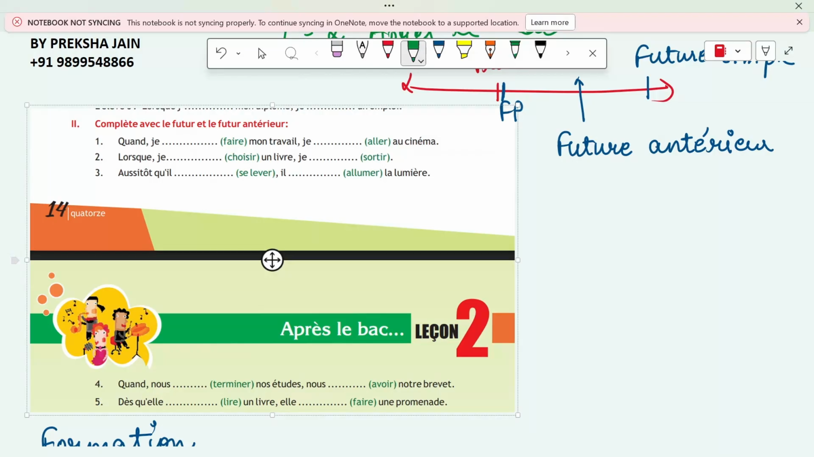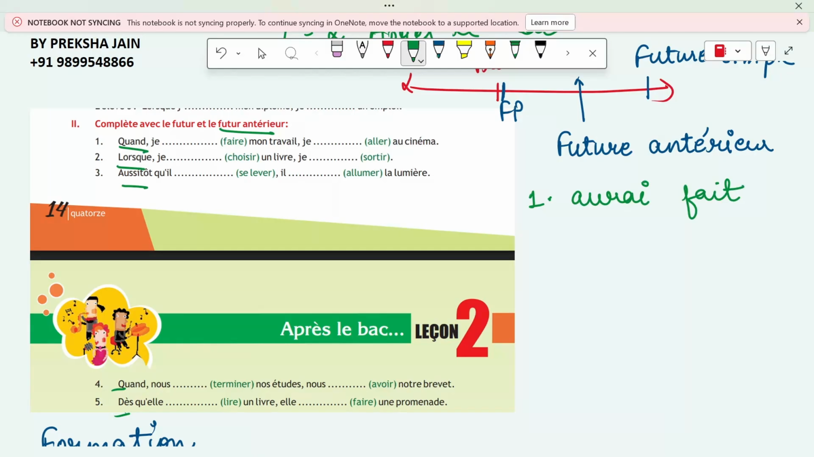So now let's solve the question. First one, as you can see, all these words are given to us, right? So it's telling us that immediately after this word, the first blank will take future antérieur, and the second one will be future simple. But let's not go so blindly. Let's try to first figure out if it's really the first action that's happening. Okay. So quand je fais mon travail, je vais au cinéma. So when I will have done my work, I will go to the cinema. So the first one will be future antérieur. So let's try the answer for the first one. I'm writing it over here for better clarity.